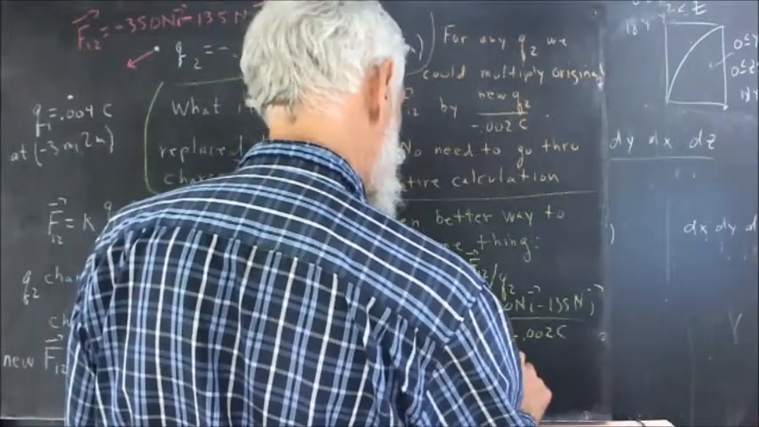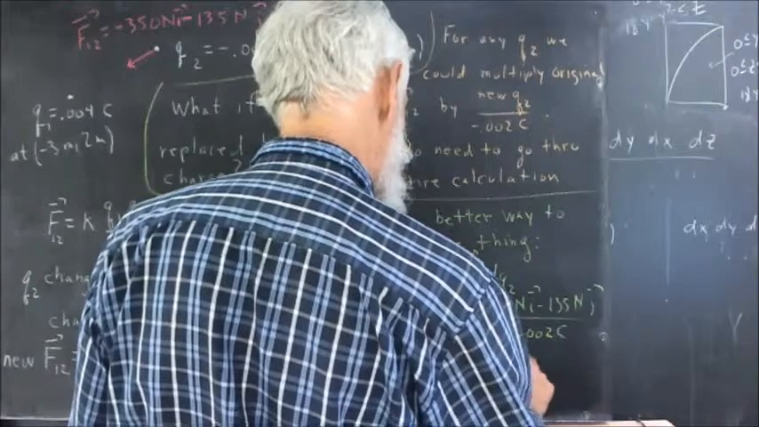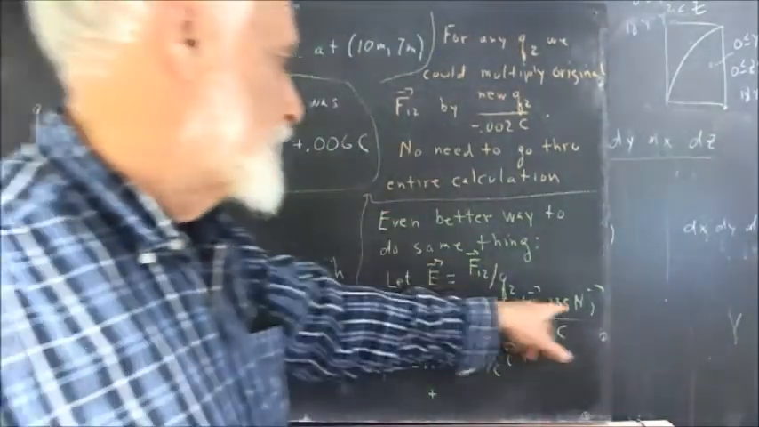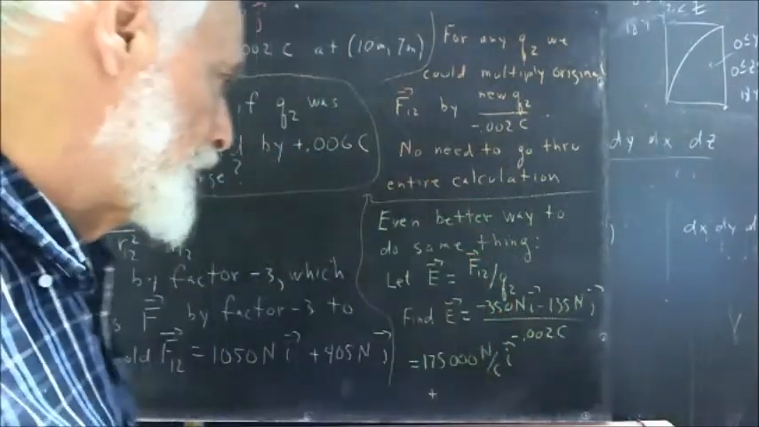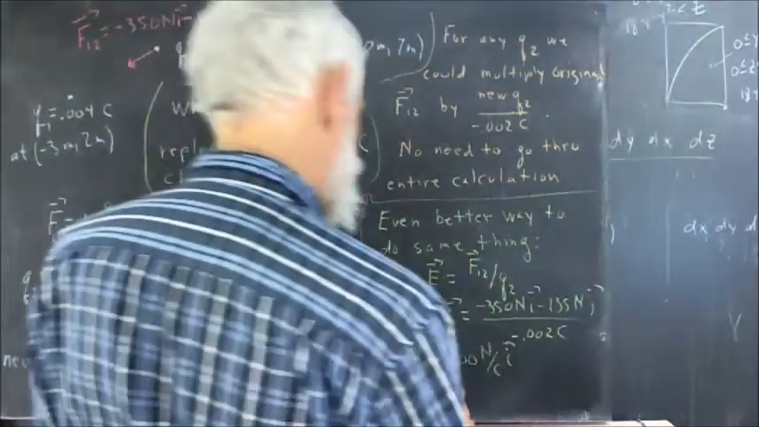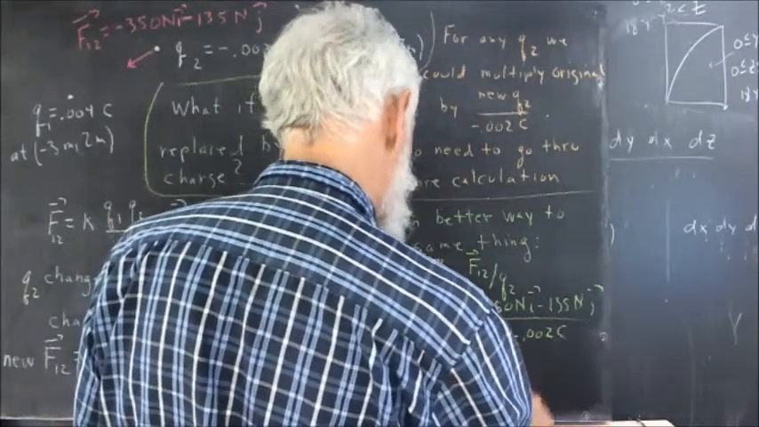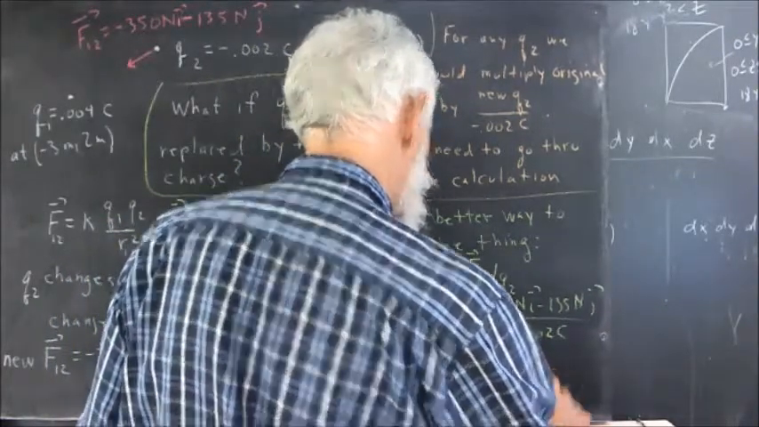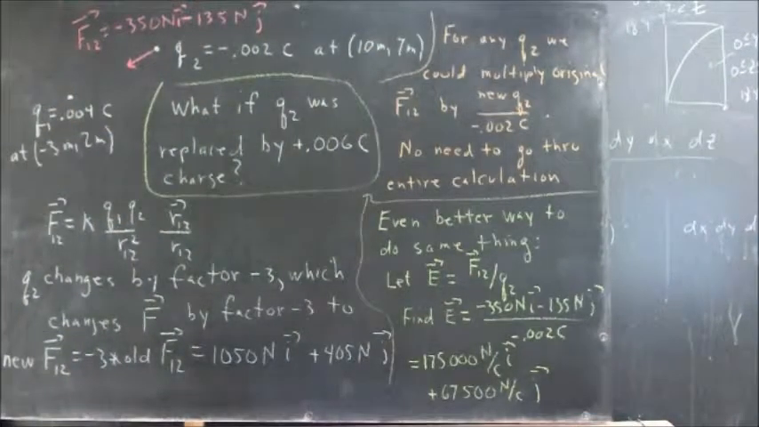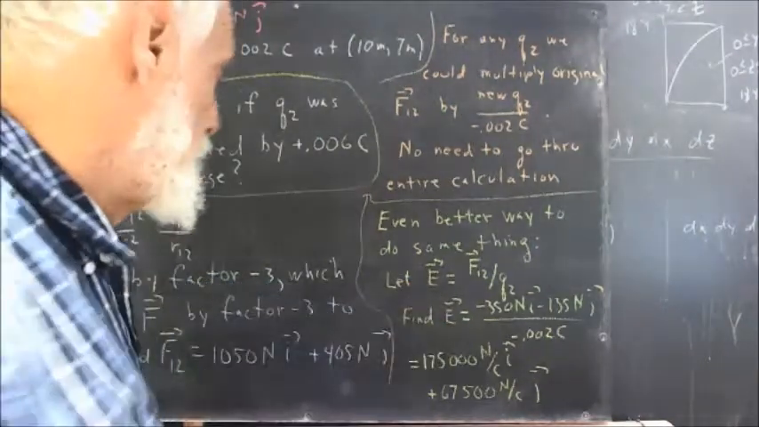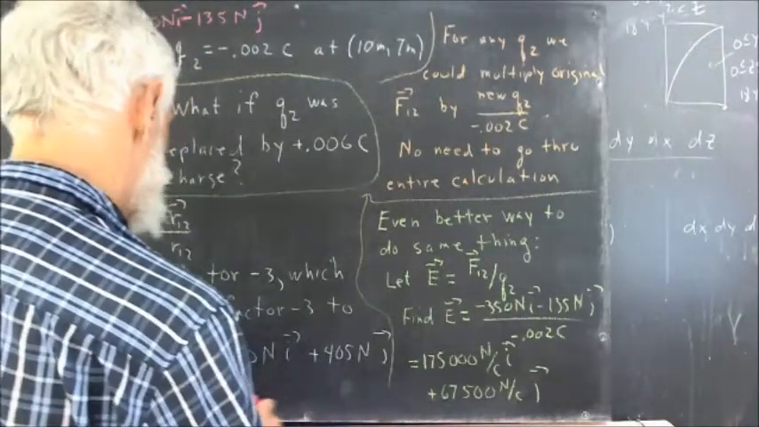newtons per coulomb times i, plus 5 times 135, 675. So I think that's going to be 67,500 newtons per coulomb times j. Now, this is what we call the electric field. I used E for this. This is the electric field.